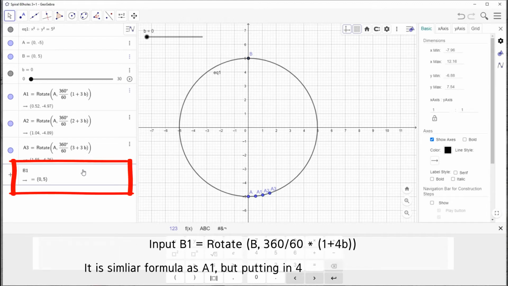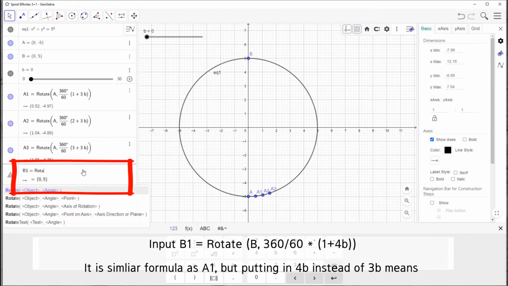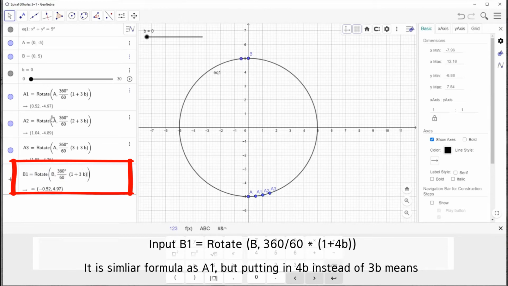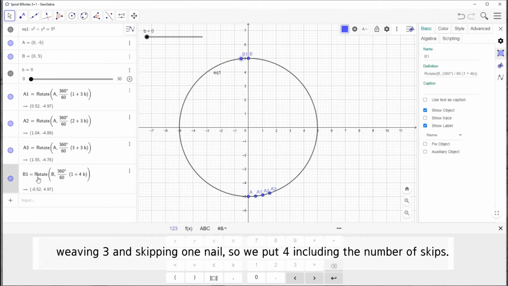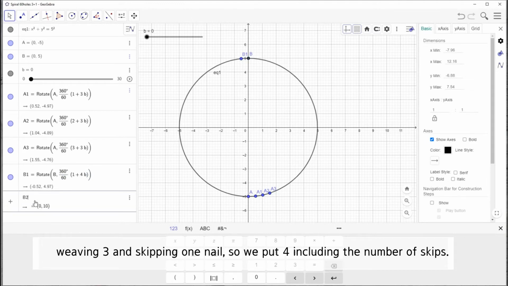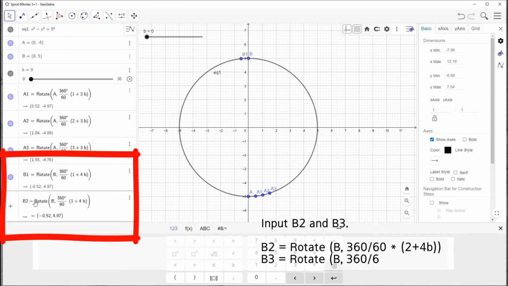And input B1: rotate B by 360 degrees divided by 60 intervals, multiplied by 1 plus 4B. B1 is the point to rotate B, similar to A1. However, we input 4B for B1 instead of 3B. It is the same formula as A1, but putting in 4B instead of 3B means weaving 3 and skipping 1 nail, so we input 4, including the number of skipping nails. Input B2 and B3.